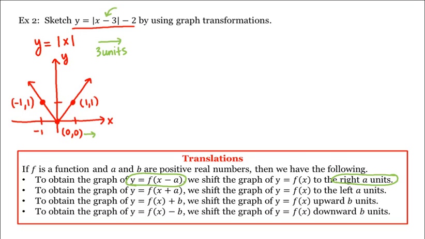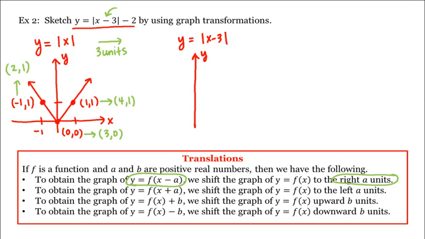So what's going to happen to this point 0, 0? It's going to get moved to 0 plus 3, or 3, 0. And what's going to happen to this point, 1, 1? It's going to move to 1 plus 3, or 4, 1. And what about this point, -1, 1? It's going to move to -1 plus 3, or 2, 1. That is, we have the following graph of y is equal to the absolute value of x minus 3.